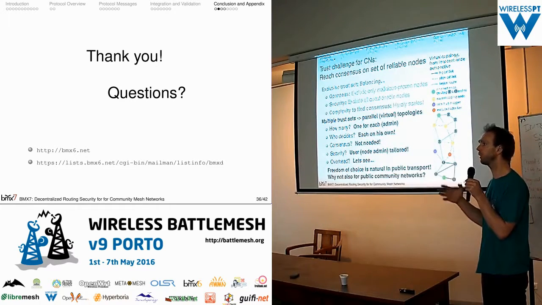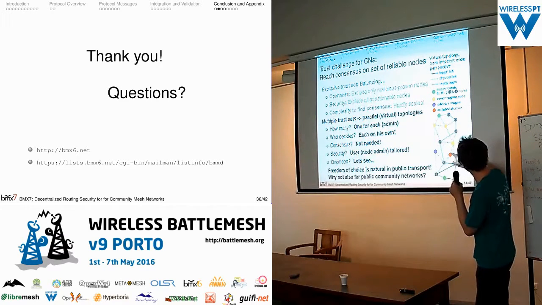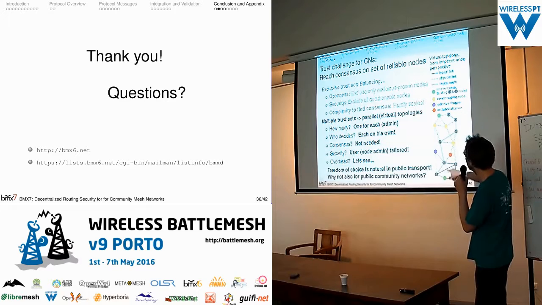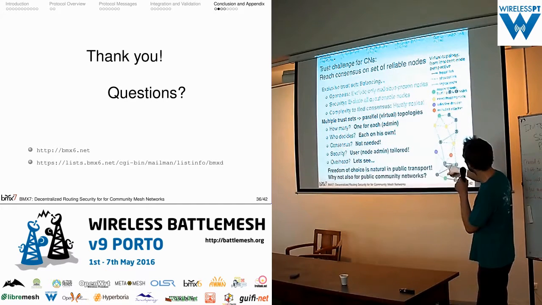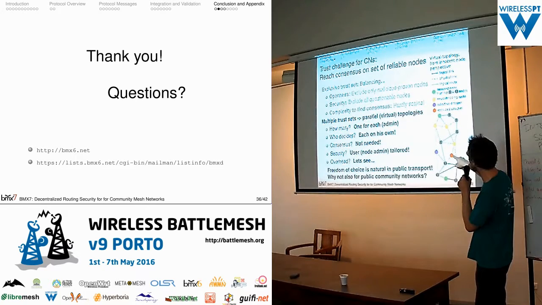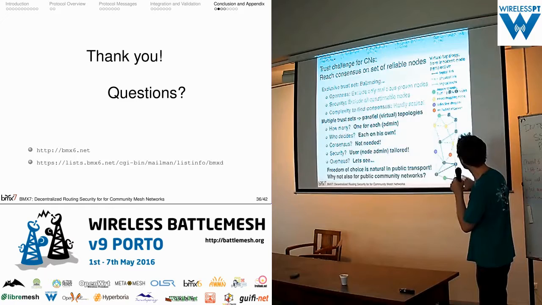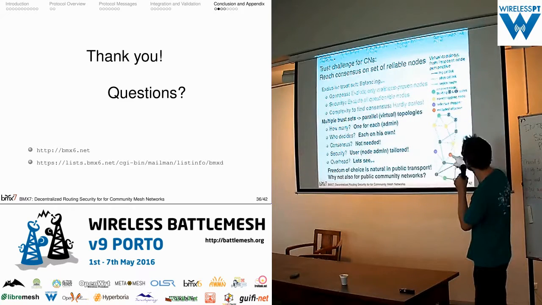In this sense, let's say these nodes don't trust each other. They could still communicate. Let's say the green node can send traffic to the red node, although it doesn't trust it, because the red node is not relaying traffic to the green node.